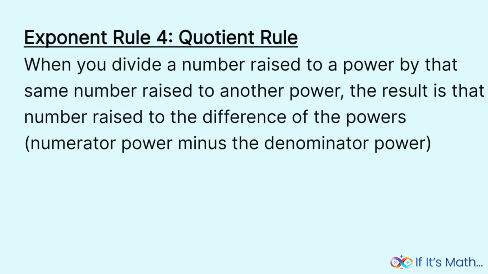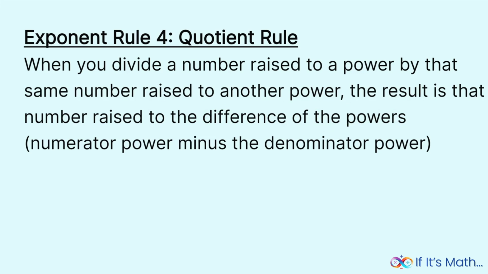Okay, quotient rule. What's happening here is, what if you are dividing numbers raised to powers? The quotient rule relates to when you divide a number raised to a power by the same number raised to another power, the result is the number raised to the difference of the powers. So when we're dividing, we end up subtracting the exponents. When we were multiplying, we added them, so it kind of makes sense. If we're dividing, we're going to subtract them.